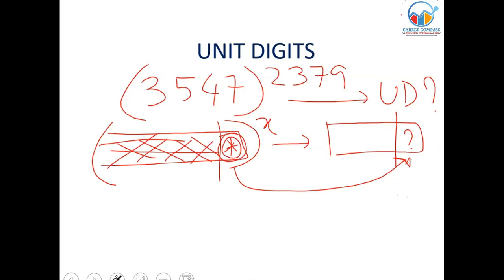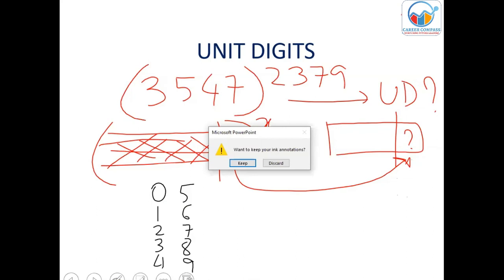Now the question is, what are the values that this unit digit can take? Depending on that, our answer can be found very, very easily. It can take a value of 0, 1, 2, 3, 4, 5, 6, 7, 8, 9. Now what are the situations which are possible?